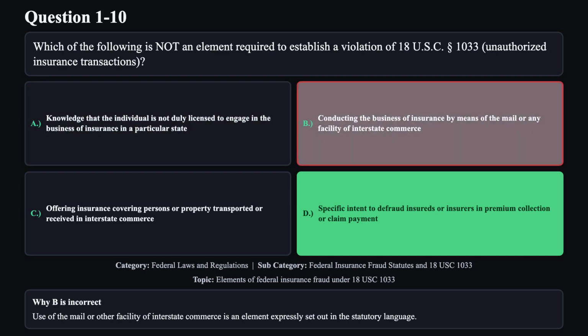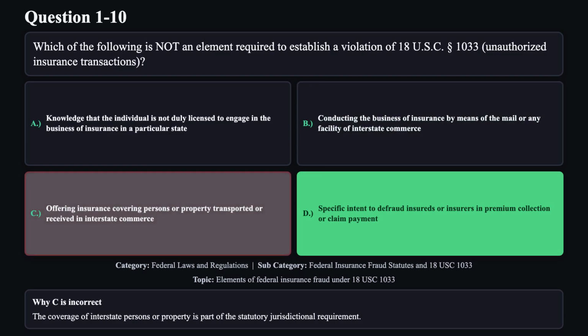Reason B is not correct. Use of the mail or other facility of interstate commerce is an element expressly set out in the statutory language. Reason C is not correct. The coverage of interstate persons or property is part of the statutory jurisdictional requirement.